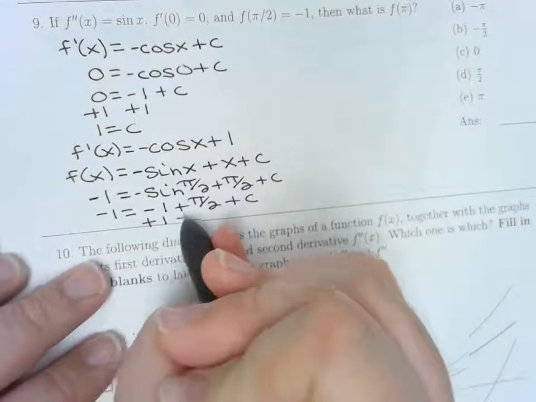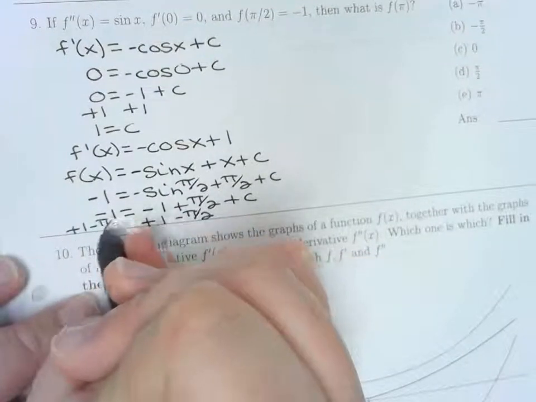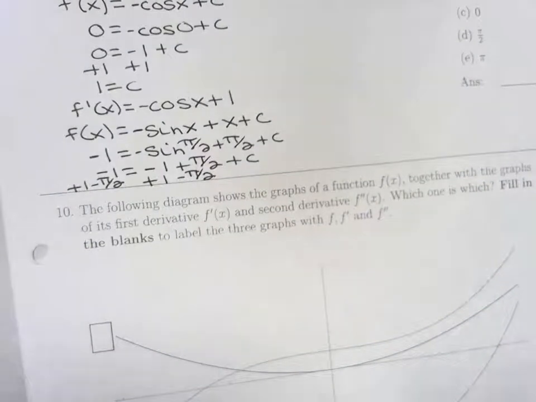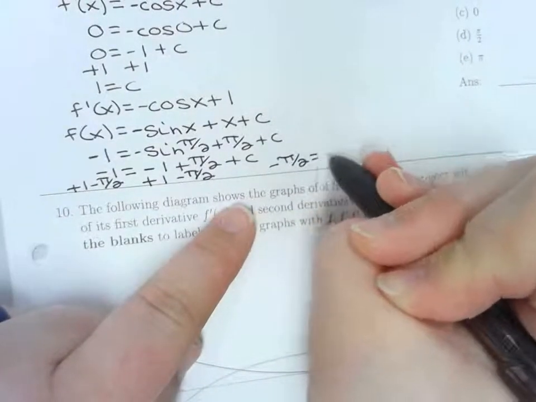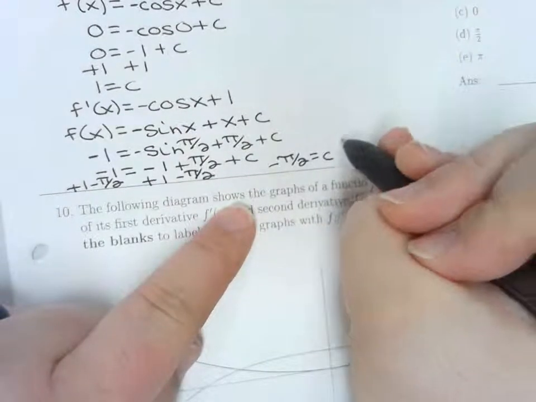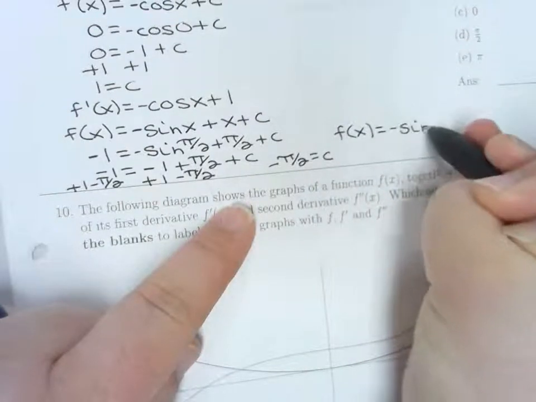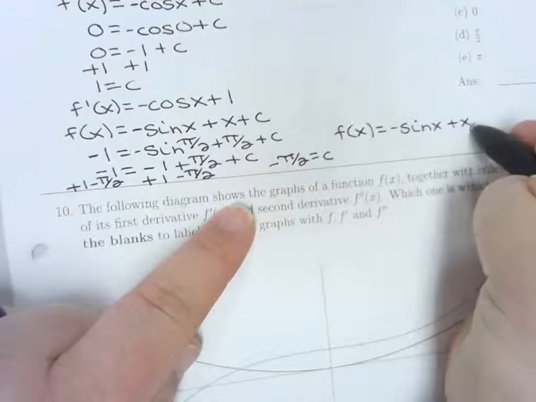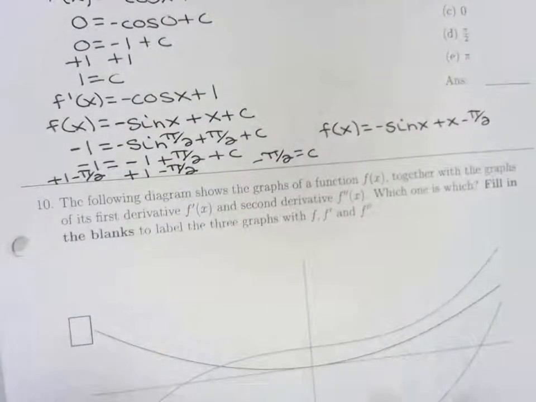So we're going to add 1 and subtract pi over 2 from both sides. The 1's cancel, so negative pi over 2 is c. And then my original is f of x equals negative sine x plus x minus pi over 2. But pi over 2 is just a number.